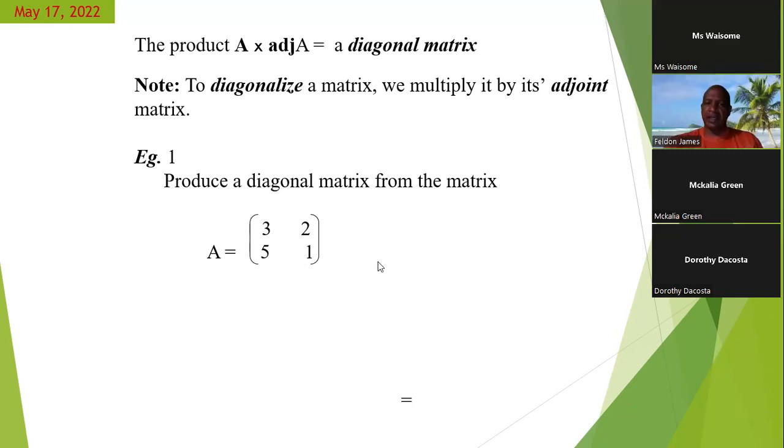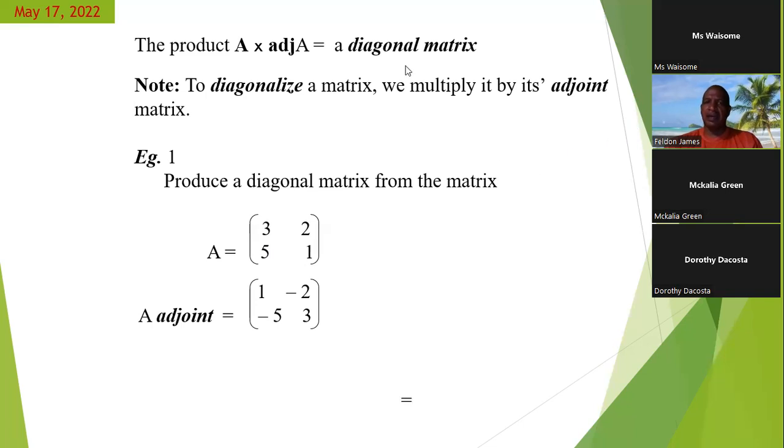All right, so what do you get for the adjoint of A now? Sir, that would be 1, 3 for the diagonal. Yes, sir, and then -2 and -5. Correct. All right, so adj A would be that. Now, to find a diagonal matrix, you would have to multiply A times the adjoint of A. Now, I'm going to ask you to multiply A times adj A, then raise your hand and give me the diagonal matrix that you find. All right, go ahead. I'll give you about 3 minutes to do that.